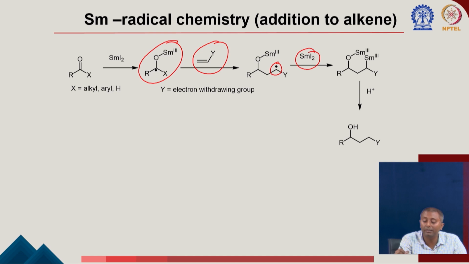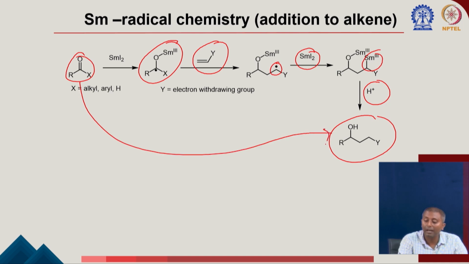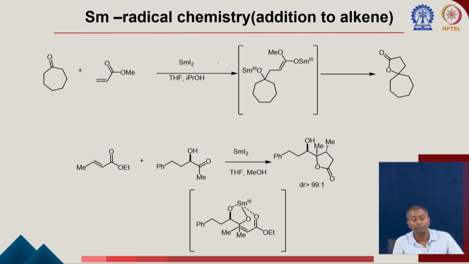Then another samarium iodide is going to come into the picture, form this samarium species, and it can take a proton from a proton source to get to the corresponding product. So what is happening here is that this carbonyl group is converting to the corresponding alcohol, and it is going to take part in some sort of 1,4 addition to this electron withdrawing group.